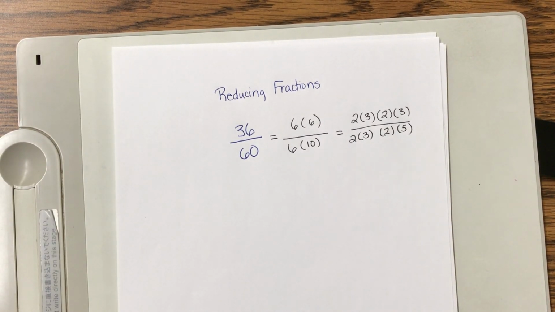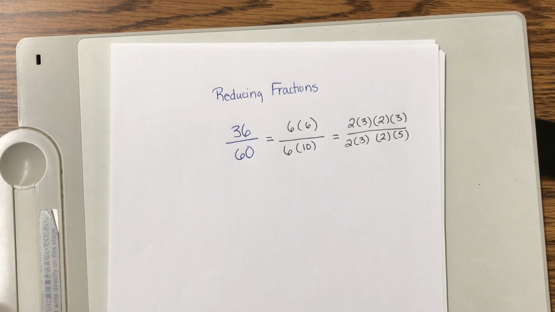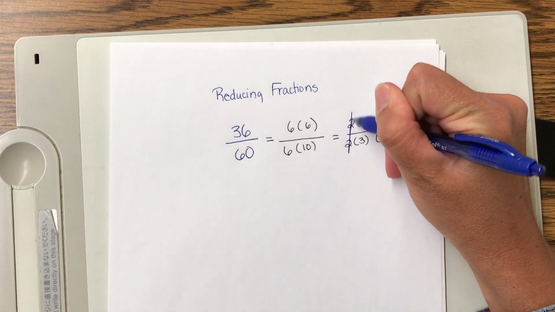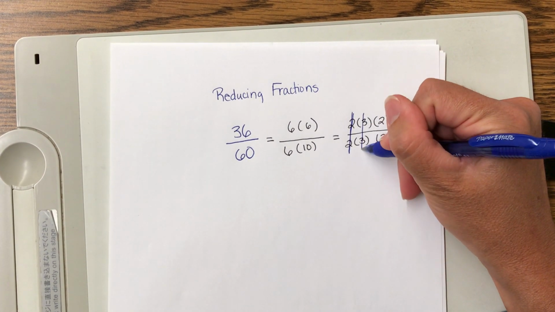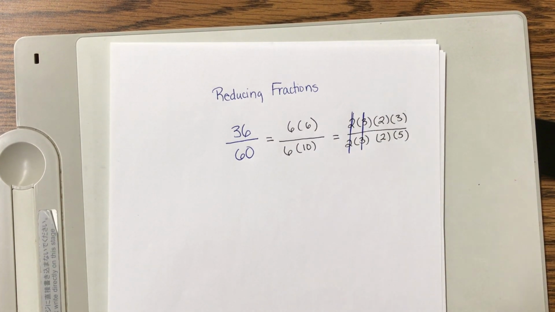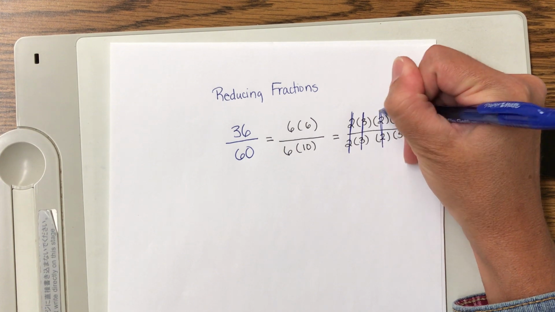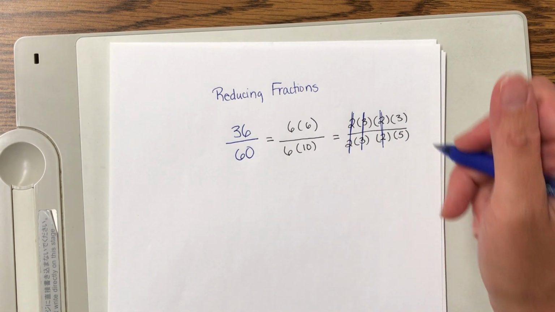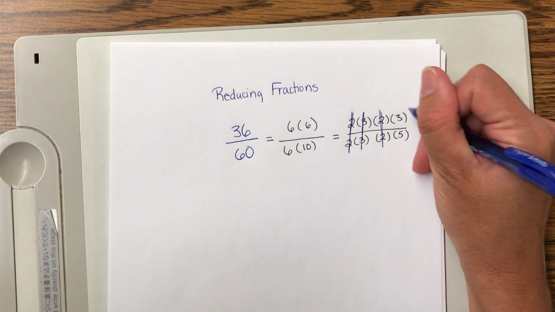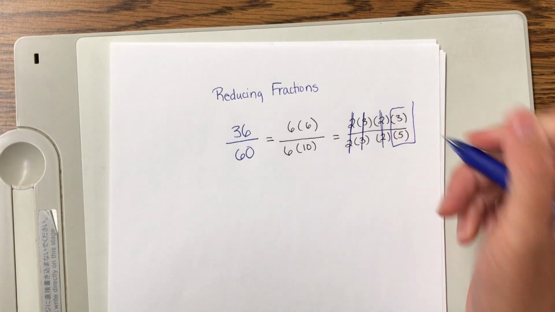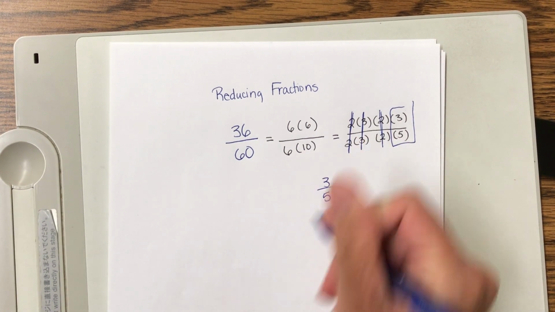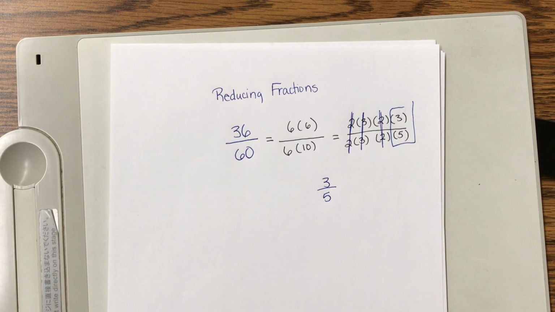And so when you reduce it, the 2's cancel out because 2 divided by 2 is 1. The 3's cancel out because 3 divided by 3 is 1. The 2's here cancel out because 2 divided by 2 is 1. And so I'm left with a 3 over 5. So 36 over 60 reduces down to 3 over 5. That is as low as it can go.